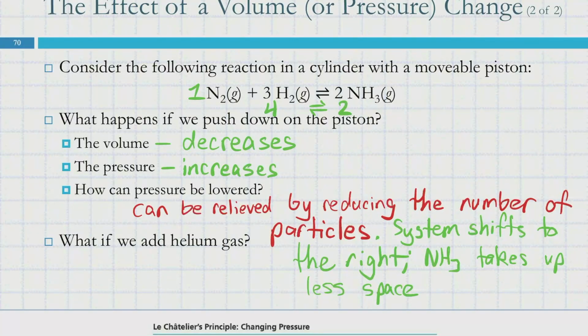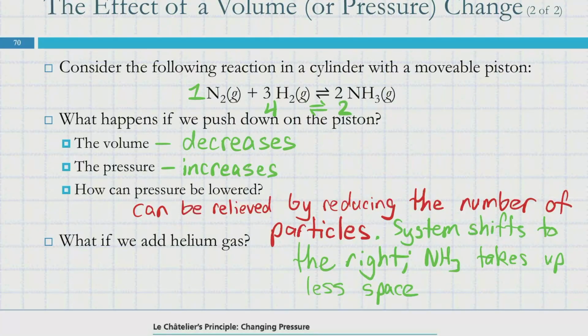If we did the opposite, if we increased the volume, decreasing the pressure, making more room for particles, then things would shift from the ammonia side, the product side, over to the reactant side. Shift the other direction.